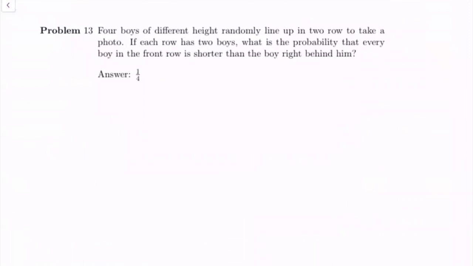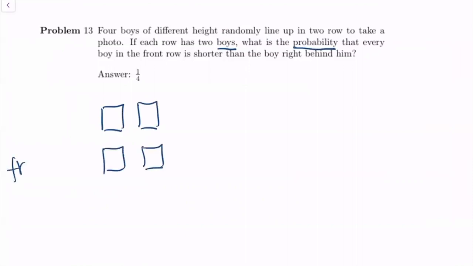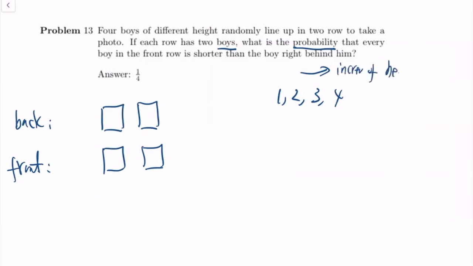Number 13. Four boys of different heights line up in two rows to take a photo. If each row has two boys, what is the probability that each boy in the front row is shorter than the boy right behind him? Here we have two rows. Let's say this is the front row, and this is the back row. Now we have four boys, 1, 2, 3, 4, just used to represent the increase of height. We have to calculate the probability.